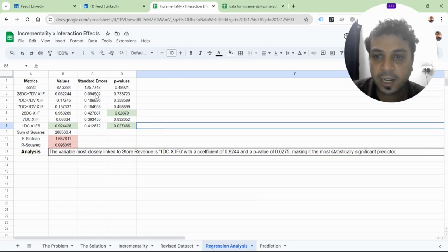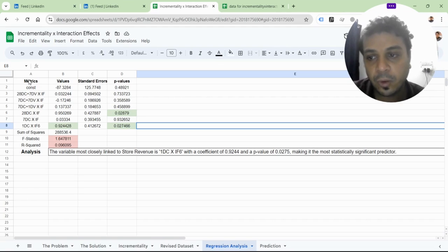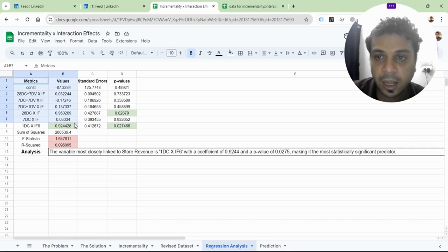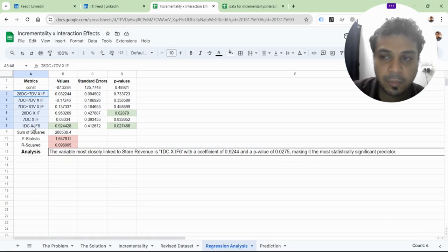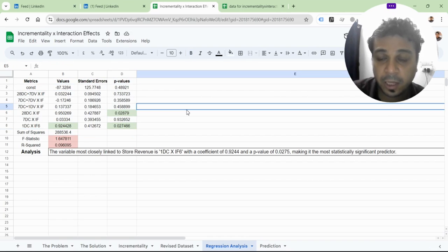But the problem with that output is that it's not labeled. The values will just be raw values, and nothing is going to be mentioned here. So you will actually have to look up the syntax of it and understand which value is which. But for your ease of understanding, I have actually labeled the values here. So as you can see here, constant and the different input variables, the 6 of them, the coefficients for each of them have been given, the standard errors have been given, and the p-values have been given.